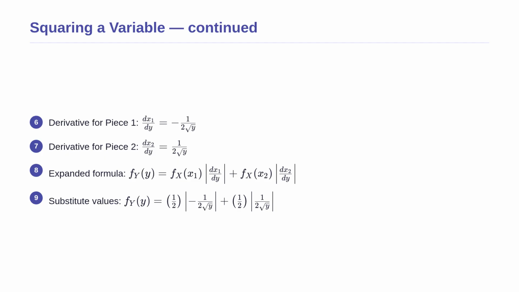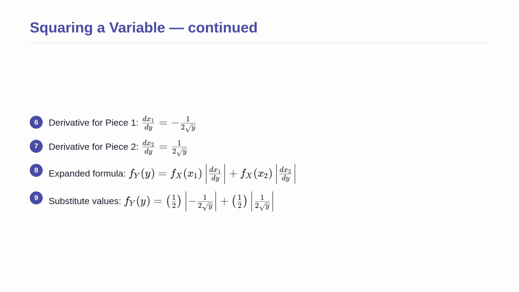Continuing with our split pieces, we need the Jacobian for both. Using the power rule, the derivative of the negative square root becomes negative 1 over 2 root y. The derivative of the positive square root is positive 1 over 2 root y. Because our function was split, our master formula expands. We take the density from the left side using its specific Jacobian and add it to the density from the right side using its Jacobian.